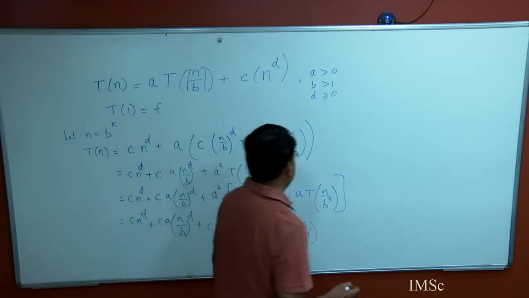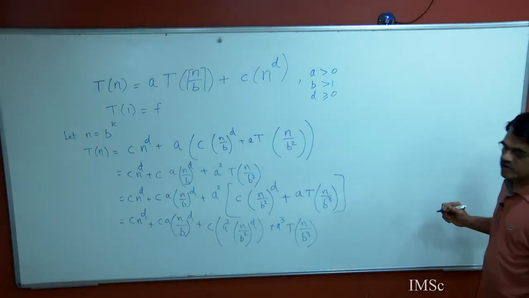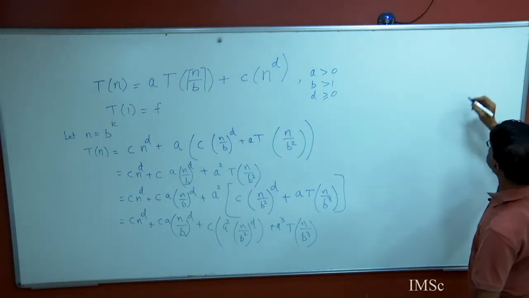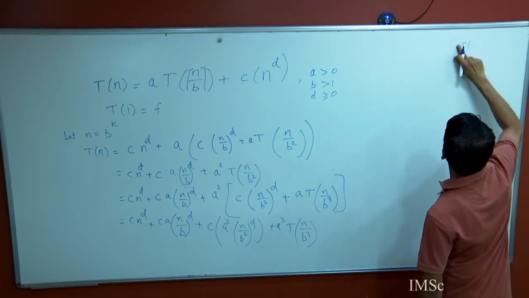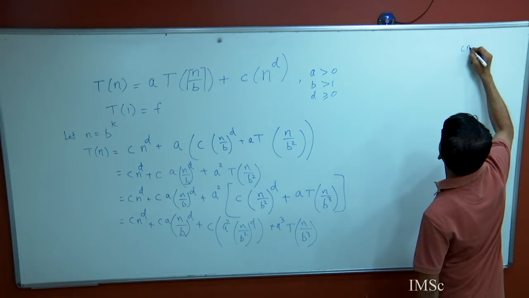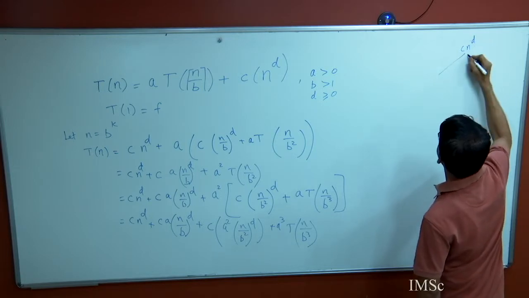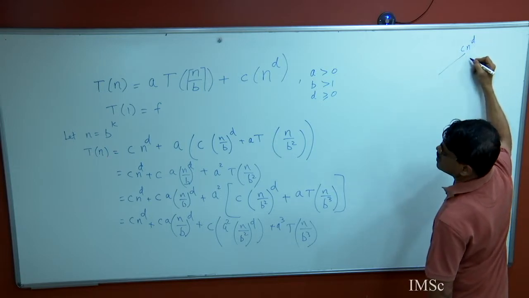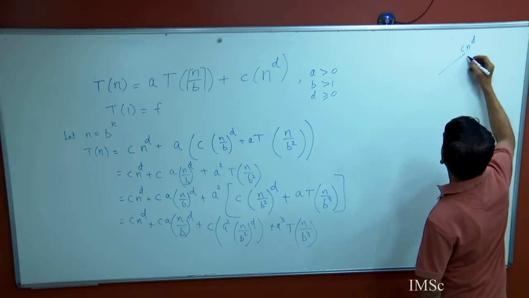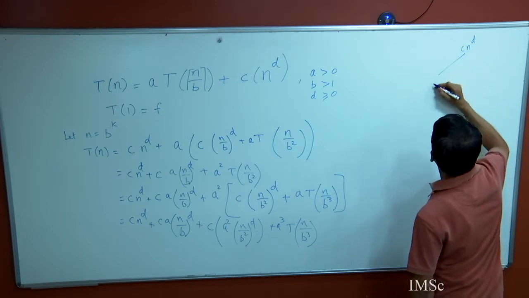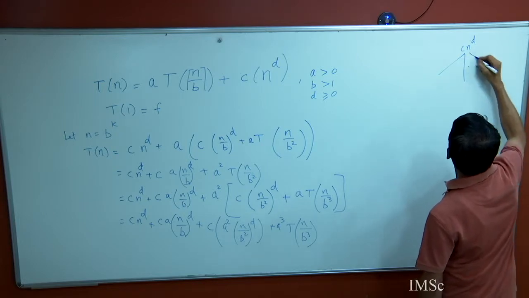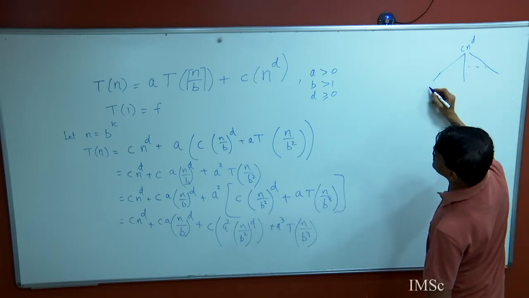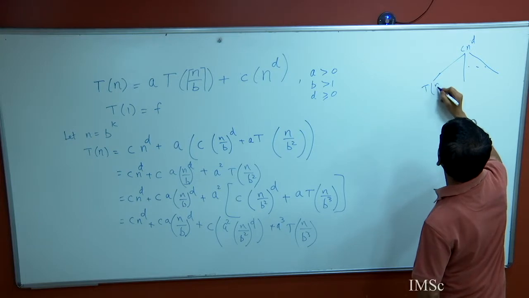So, one way to visualize this is in some sort of a tree form. So, we have T of n, which we write as C times n power d plus A times T of n over b. Okay.